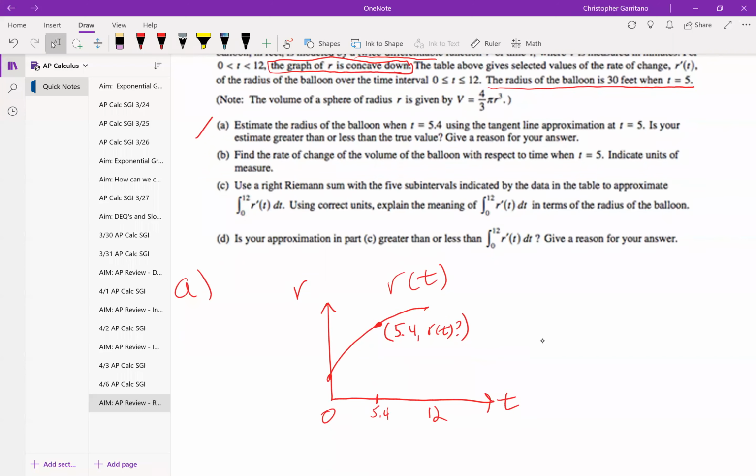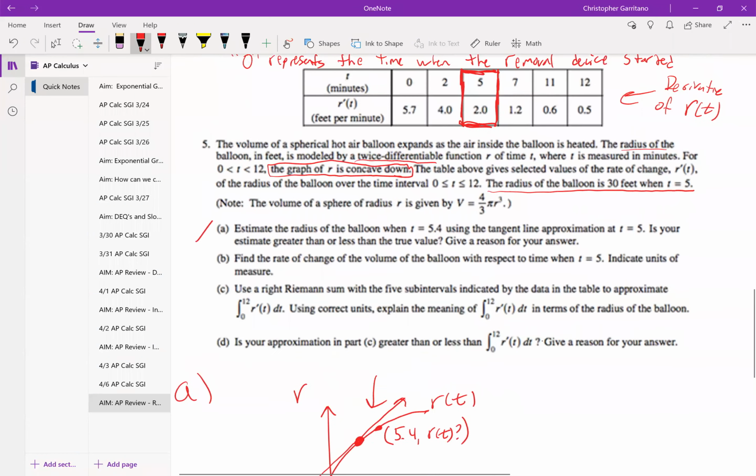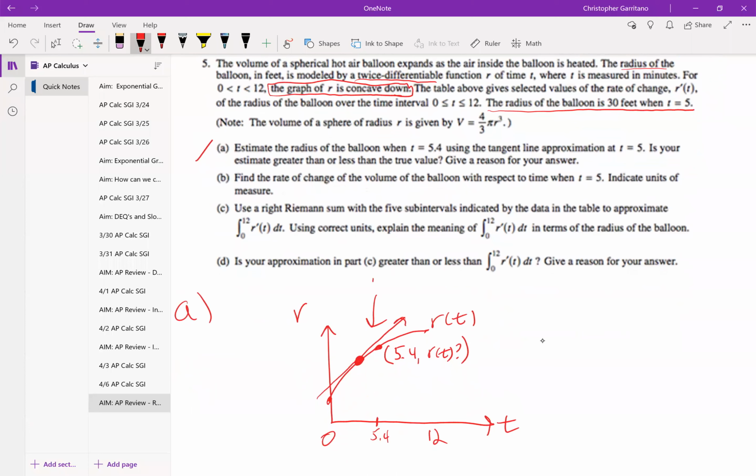So let's draw that. And so t equals 5 is right around here. The derivative, of course, is referring to the slope at this particular point. This is the R of t function. So we're told that when t equals 5, the derivative or the slope of the tangent line is equal to 2.